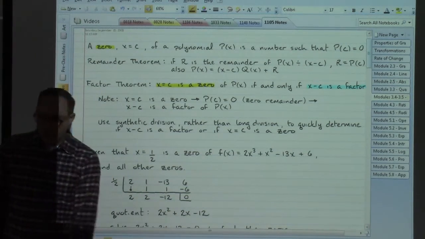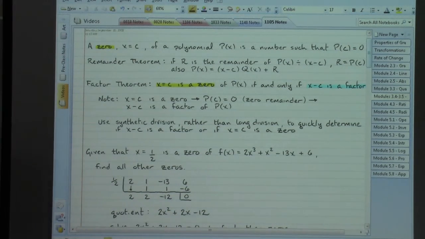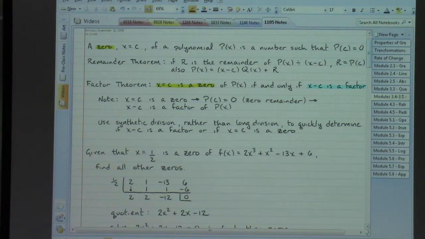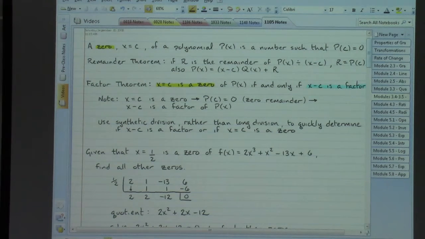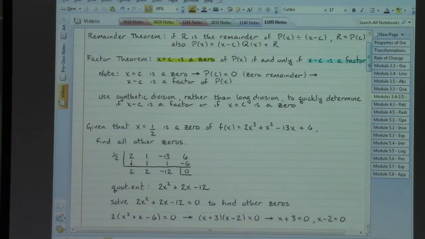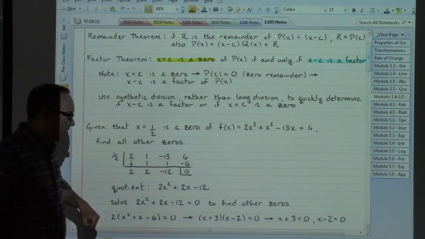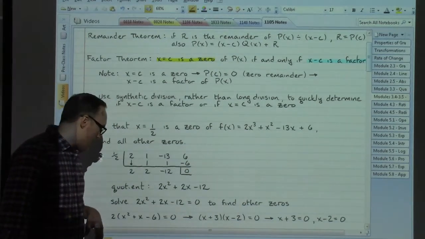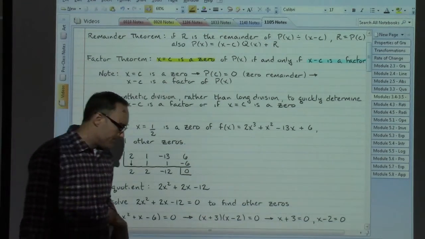We've got a quotient that's now quadratic. We can take that quadratic expression, set that sucker equal to 0, and find the other ZEROs. As it happens, this factors. We've got a factor of 2 that we can pull out, and then we can factor the x squared plus x minus 6.